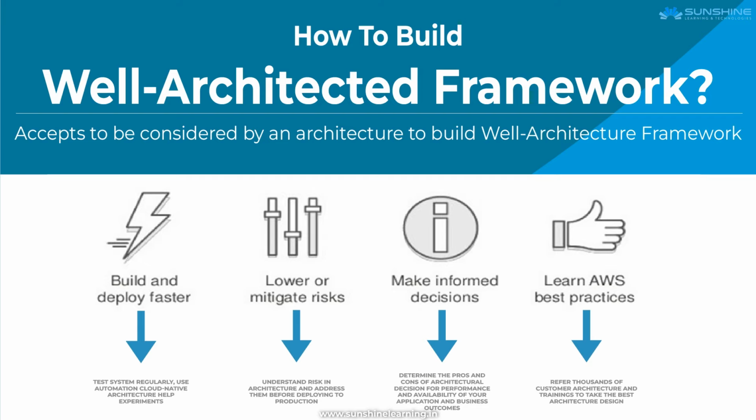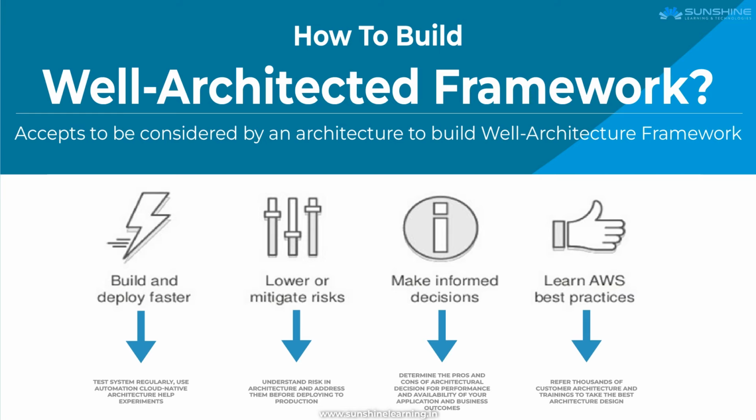First of all, we should build and deploy the solutions faster, and for that we should test the system regularly. We should use automation as much as possible, for example using CloudFormation, using Elastic Beanstalk, using Lambda functions, and this way we can deploy our services and the resources very quickly.